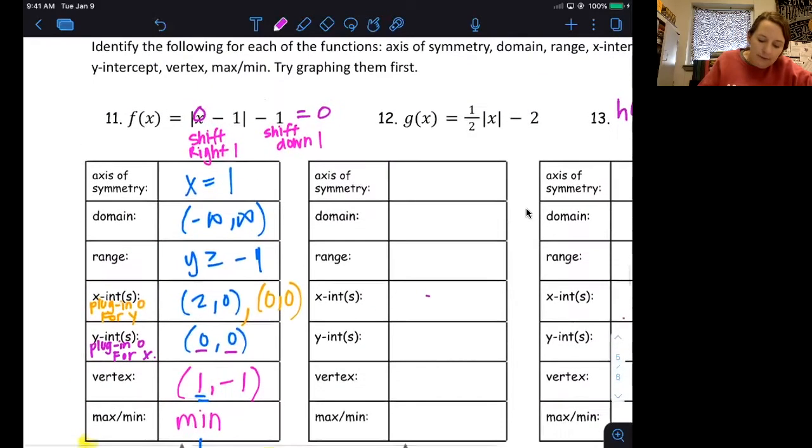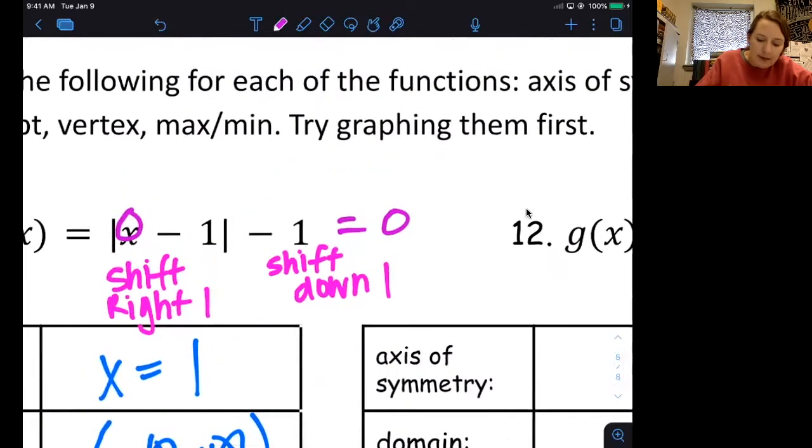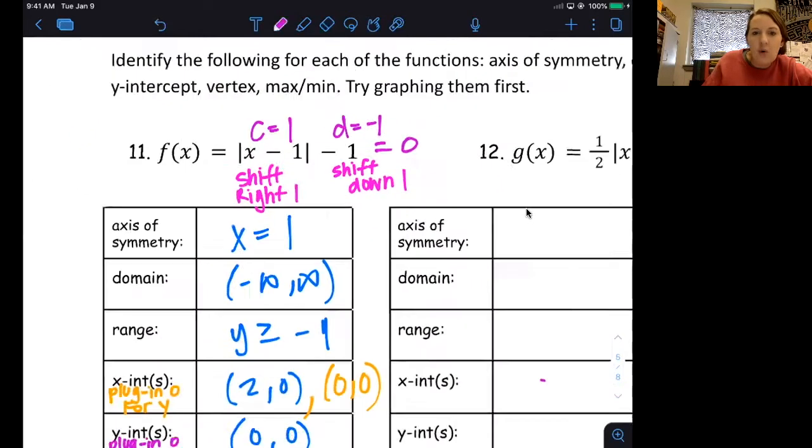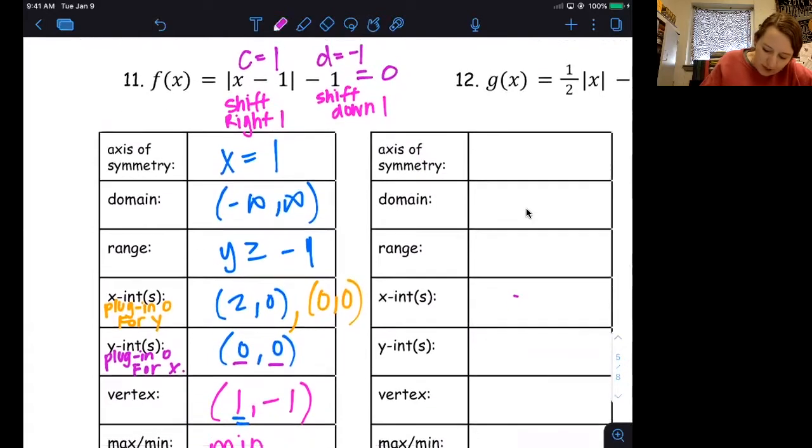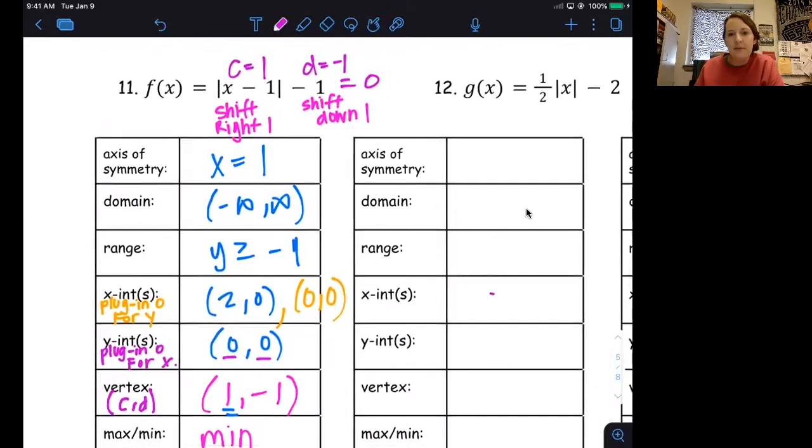Okay, if you recall, if I have x minus 1 in the equation, that tells me that I have a positive C value. So here my actual C value is equal to 1. My D value is equal to -1. That's always going to directly correlate with your vertex. So your vertex here is always going to be C comma D. So without graphing it and without shifting the vertex of the original function or the parent function, you're always going to be able to figure out that vertex.